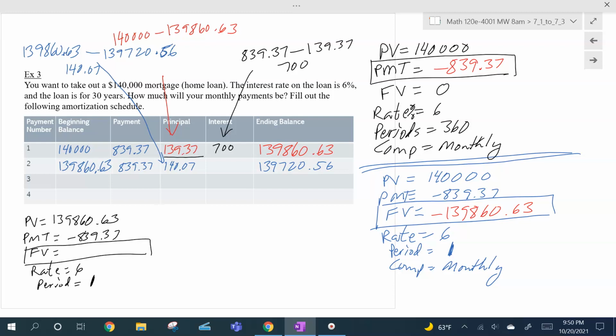So the interest here would be like, hey, I paid 839.37, but the loan only went down $140.07. Everything else went to the bank. How much is that? $699.30. Okay, and now we're going to do it again. So I owe, at the beginning of month 3, I owe 139,720.56.